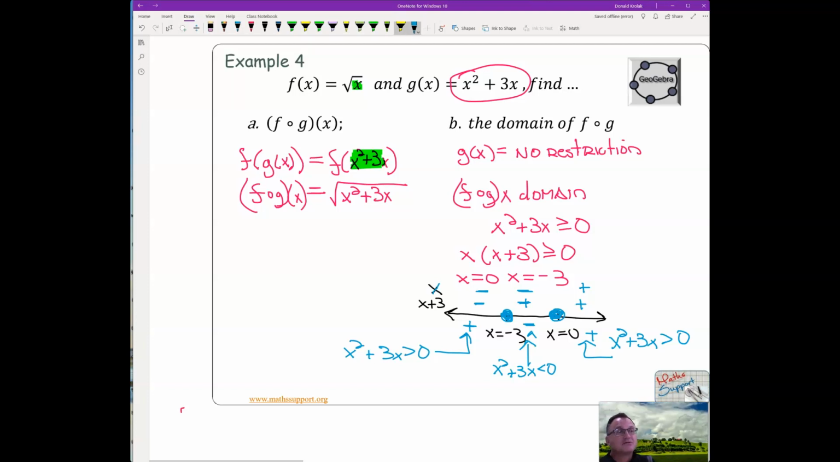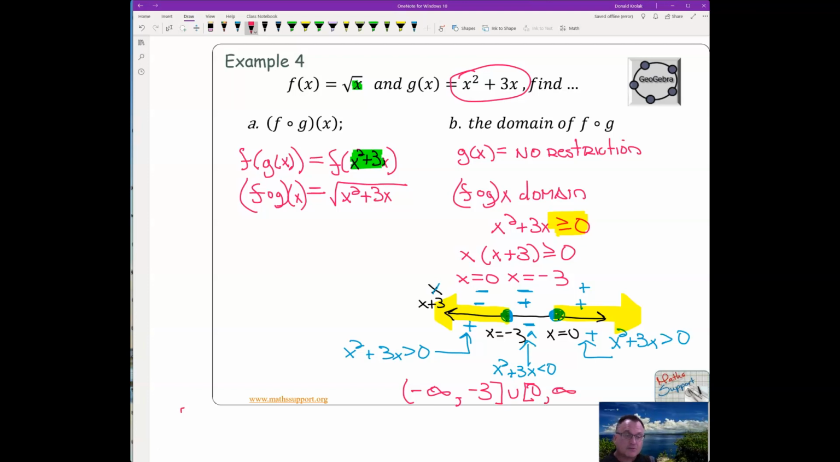The part I'm interested in is where my graph is greater than or equal to 0. That includes -3 and to the left, and includes 0 and to the right. So I would write that as negative infinity up to and including -3, bracket, or 0 up to infinity. And that's the domain of my composite.